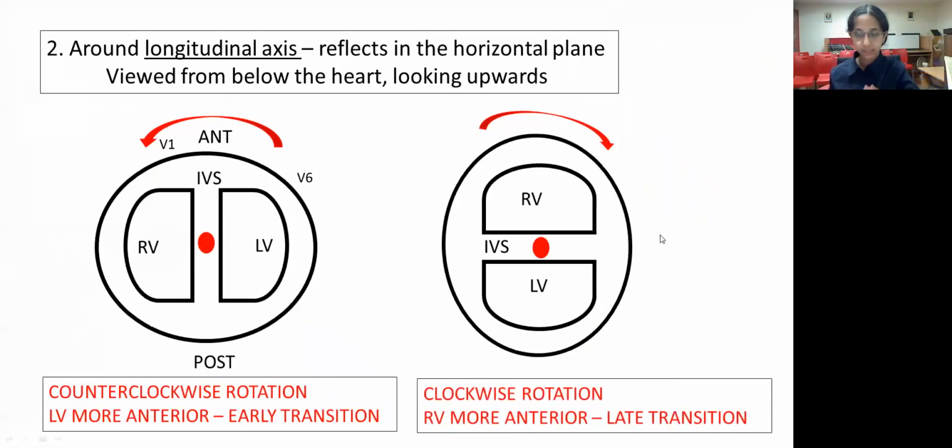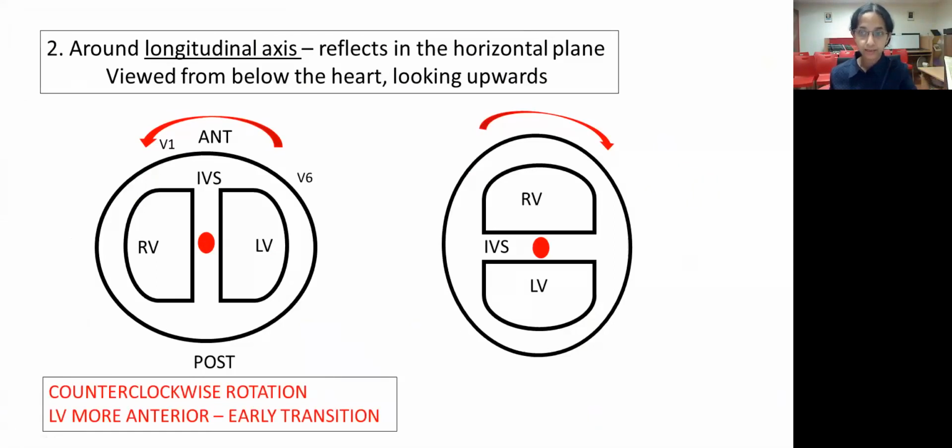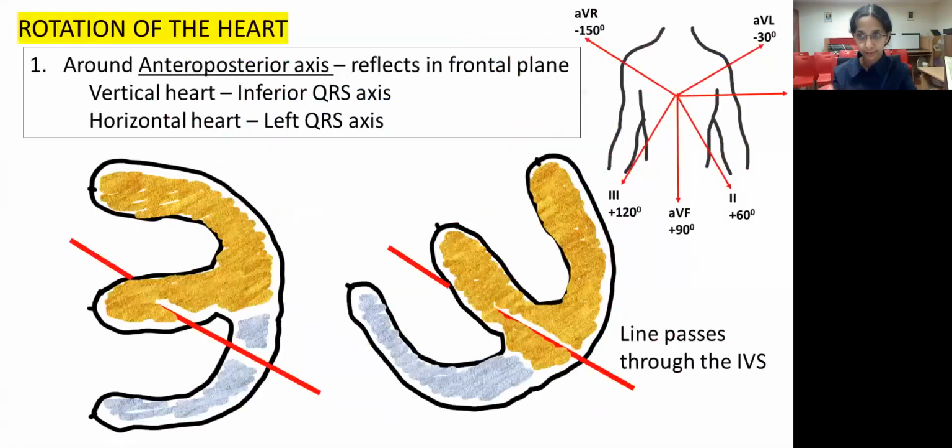I know it's a little confusing. We can go through it once again. Remember, your rotation happens in two planes. One is the frontal plane and second is the axial plane. When you imagine the frontal plane, it is the coronal plane, and the rotation is happening across the anteroposterior axis. And the heart rotates like this, like this. So if you have a vertical heart, you have a lower inferior QRS axis. If you have a horizontal heart, you have a more horizontal leftward QRS axis.